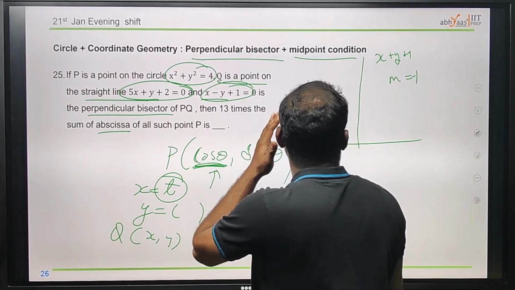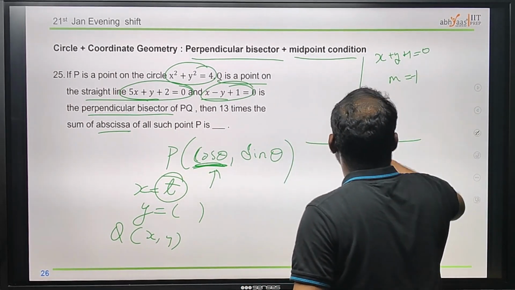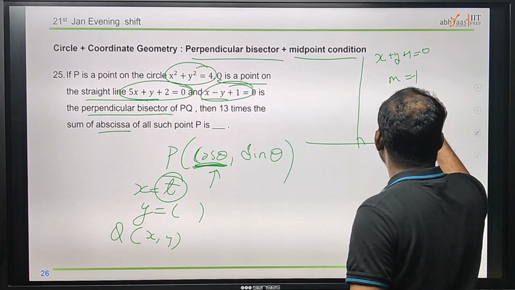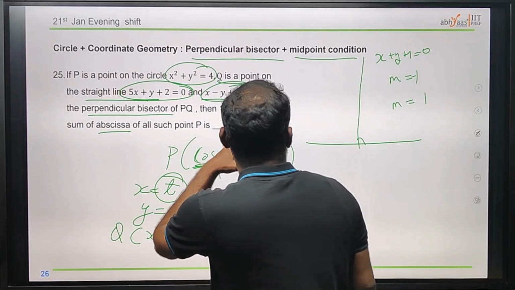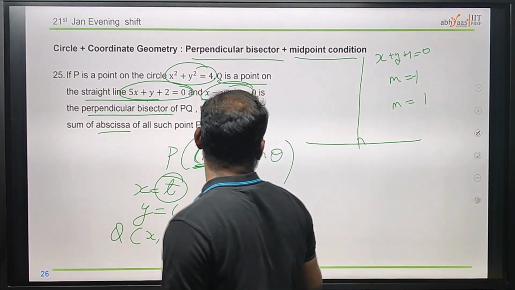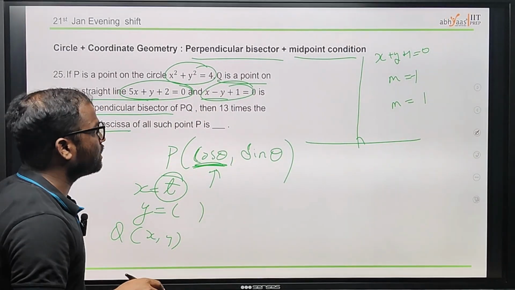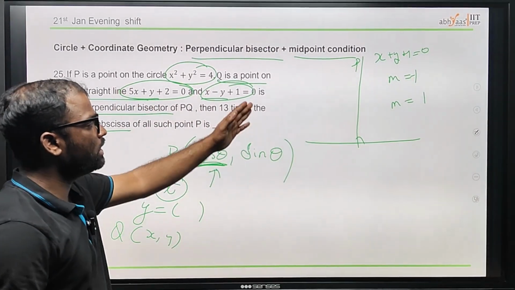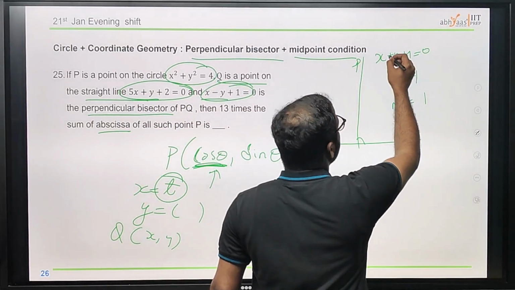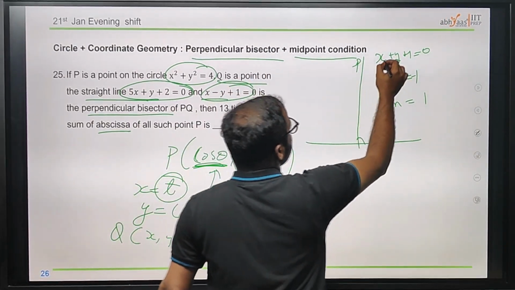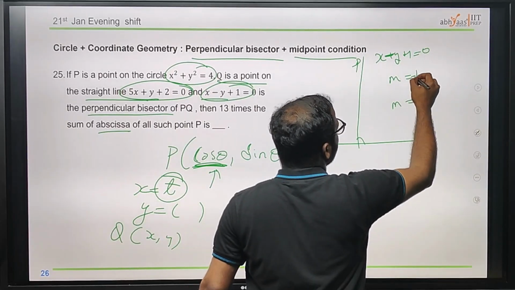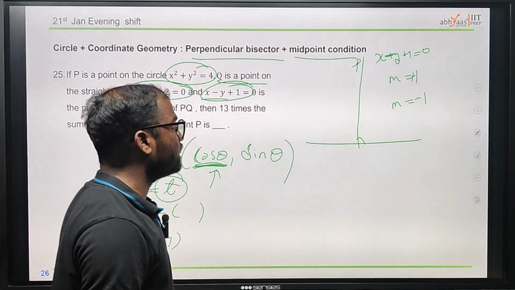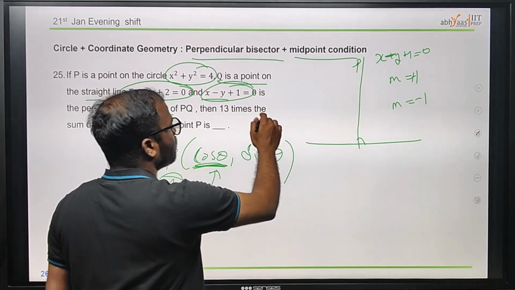Another slope: if we take the perpendicular, the perpendicular slope will be m equal to 1. By using the slope of this one, we have x minus y plus 1. Therefore the slope is m equal to 1, and the perpendicular slope will be m equal to minus 1. Okay, therefore we got this one.